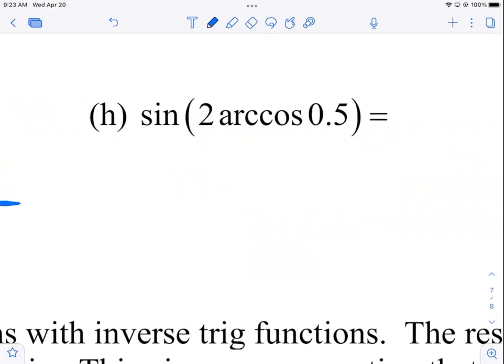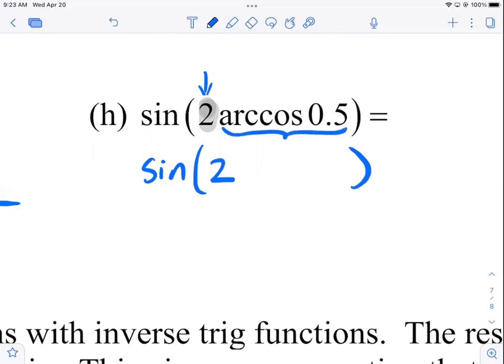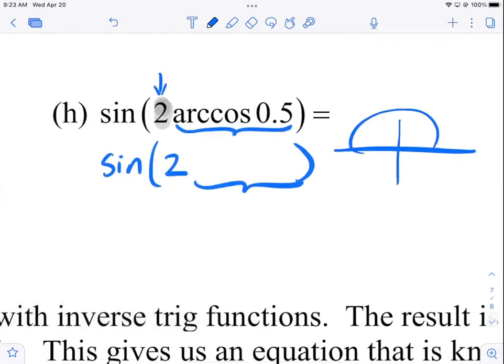Sine of, look at this, sine of twice arc cosine of a half. So now we're back to trig of inverse trig. We got a 2 right here. Hey, when in doubt, don't panic, right? Just work it out from the inside out. Let's do that first. What is arc cosine of a half? Where is cosine equal to a half?